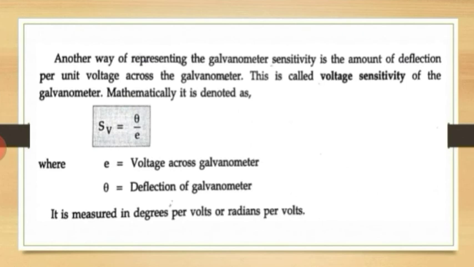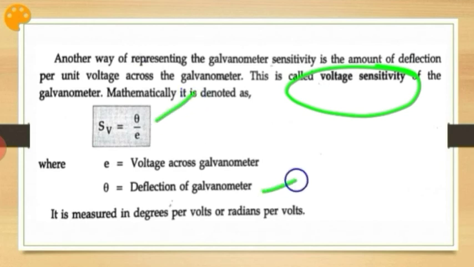The next way of representing the galvanometer sensitivity is the amount of deflection per unit voltage across the galvanometer. This is called voltage sensitivity. Here, it is how much the galvanometer is deflected with respect to the voltage, hence it is called the voltage sensitivity of the galvanometer. Mathematically it is denoted as SV, the voltage sensitivity, equal to theta, where theta is the deflection of the galvanometer, divided by the voltage across the galvanometer.